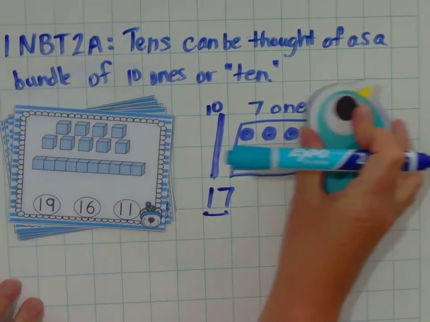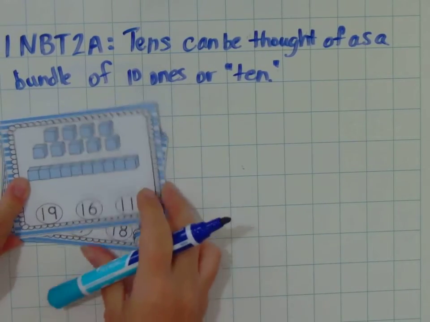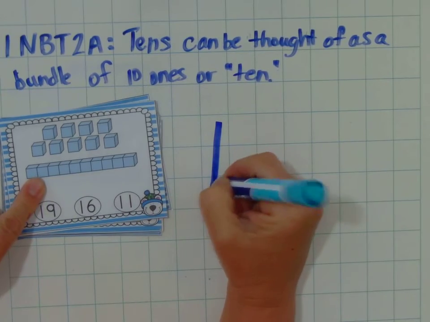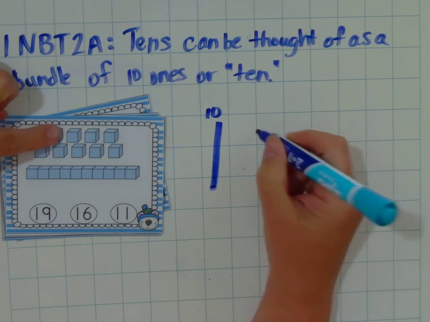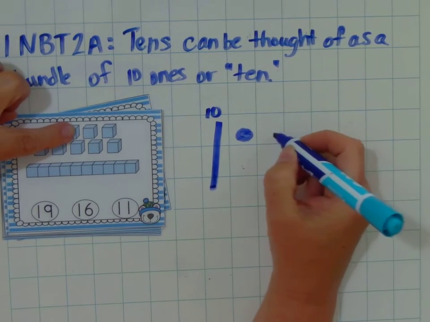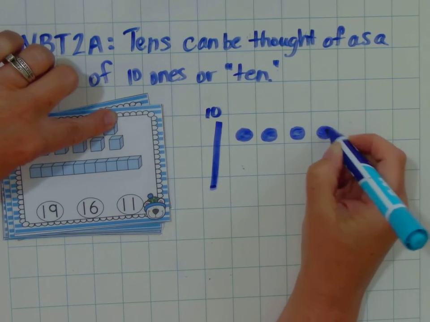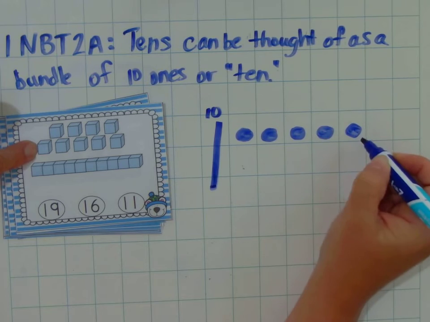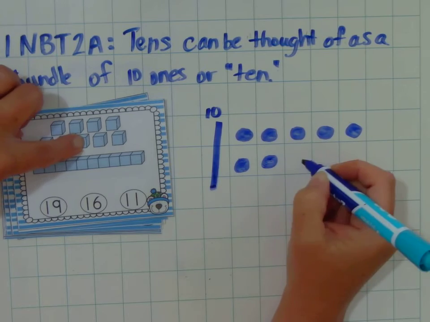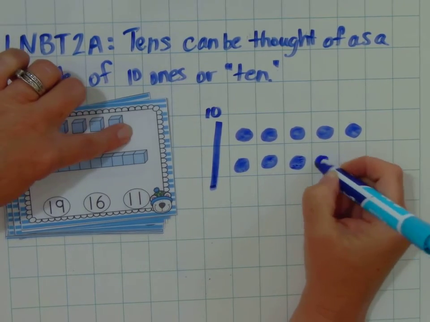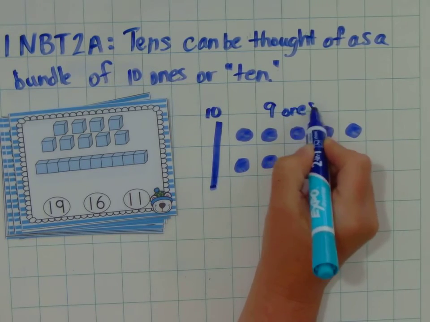Next problem. Let's see what we have. We have one 10 stick, so let's draw our 1 ten and label it. And let's draw our ones. 1 one, 2 ones, 3 ones, 4 ones, 5 ones, 6 ones, 7 ones, 8 ones, 9 ones. So I have 9 ones.